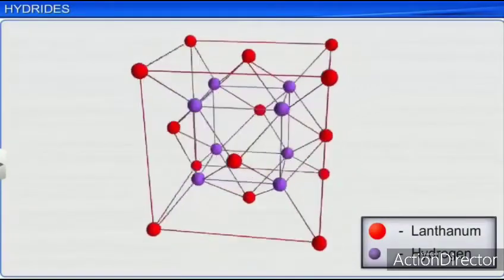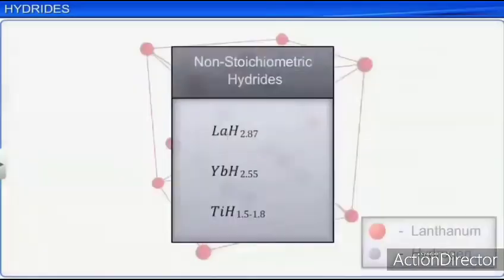For example, LaH2.87, YbH2.55, and TiH1.5 to 1.8. The composition of these hydrides does not correspond to simple whole number ratio and also varies with change in temperature and pressure. And hence, these hydrides are also called non-stoichiometric hydrides.